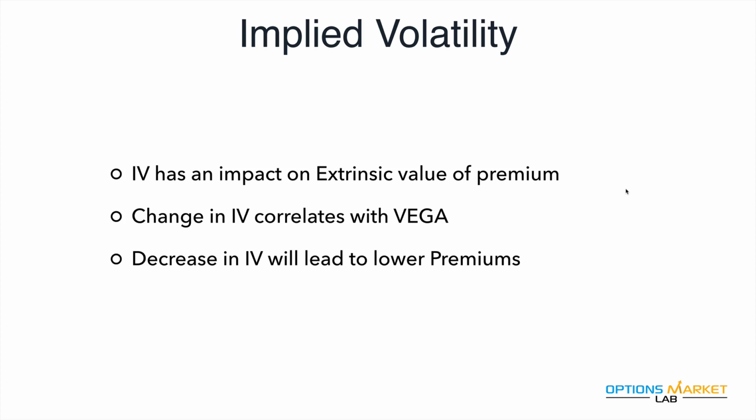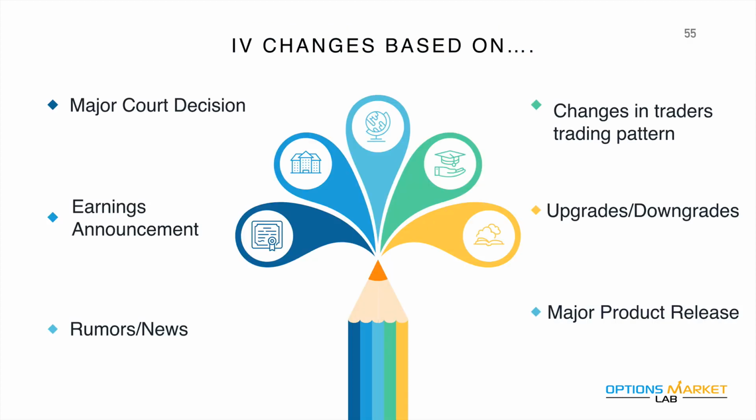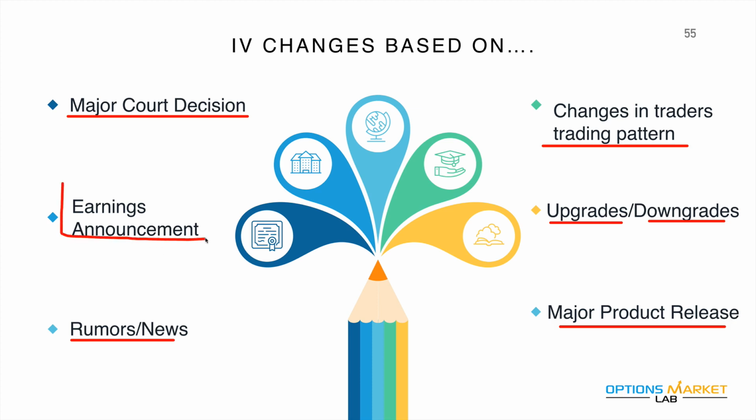Now, what causes a change in implied volatility? There are a few factors, such as major court decisions against that company, changes in traders and their trading patterns, when a stock gets upgraded or downgraded, major product releases such as a new iPhone or a new laptop, and rumors or news that are stirring things up. But the biggest factor that causes a change in implied volatility is earnings, because there's a lot of indecisiveness. People are not sure what the stock will do. So around earnings, the implied volatility is usually at its highest for the year.